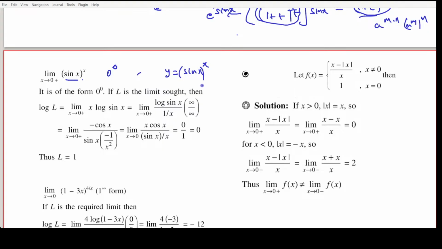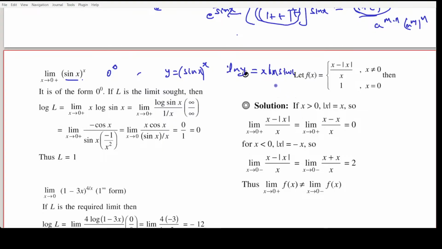This is not x power x, this is this function whole power x. So now we take log. If you take log, what will happen? log y equals log of (sin x) raised to x, which is nothing but x log sin x.